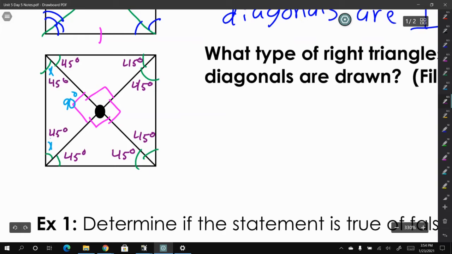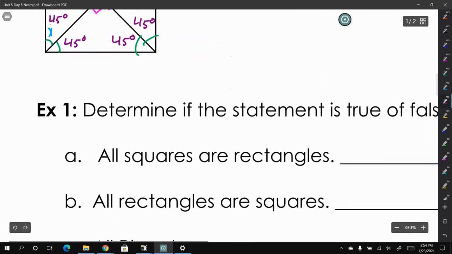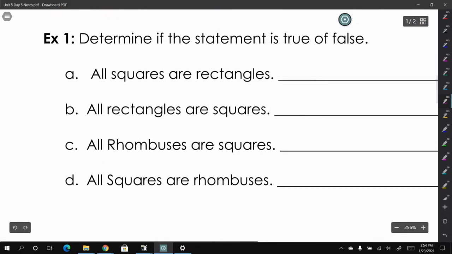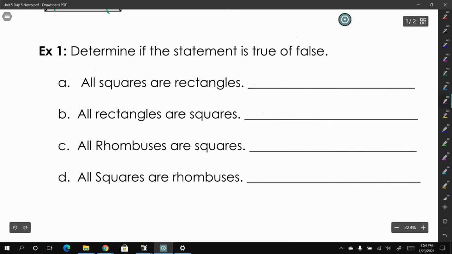So then what type of triangles are formed by the diagonals? They are right triangles. Right triangles. So down here, first example, we're going to determine if these statements are true or false.